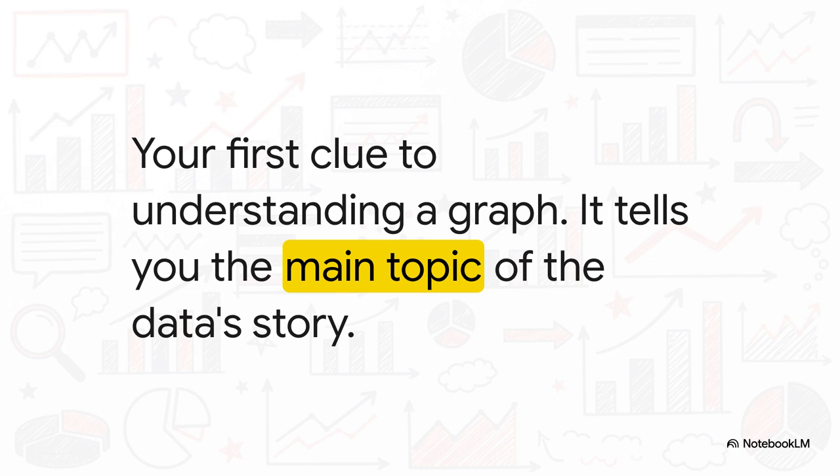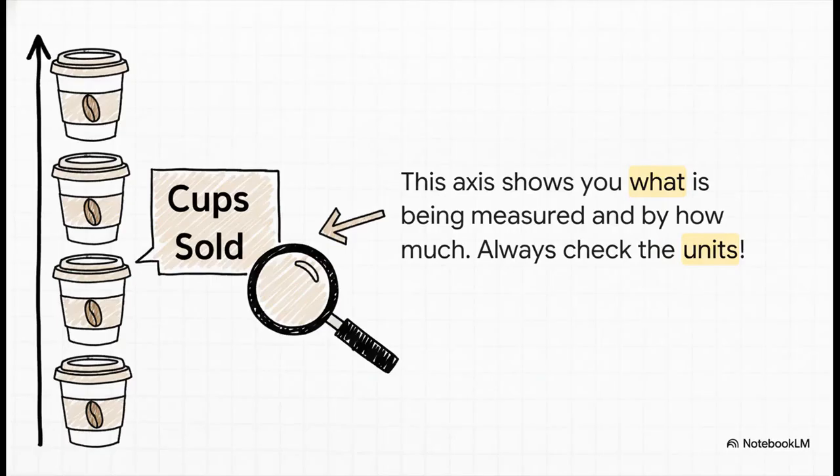See that title from our example, monthly coffee sales? That's our first huge clue. It tells us the topic of the story. Instantly, right away, we know we're not looking at website clicks or how much rain fell last year. This is so crucial because a vague or a misleading title can send you down a completely wrong path before you even get started.